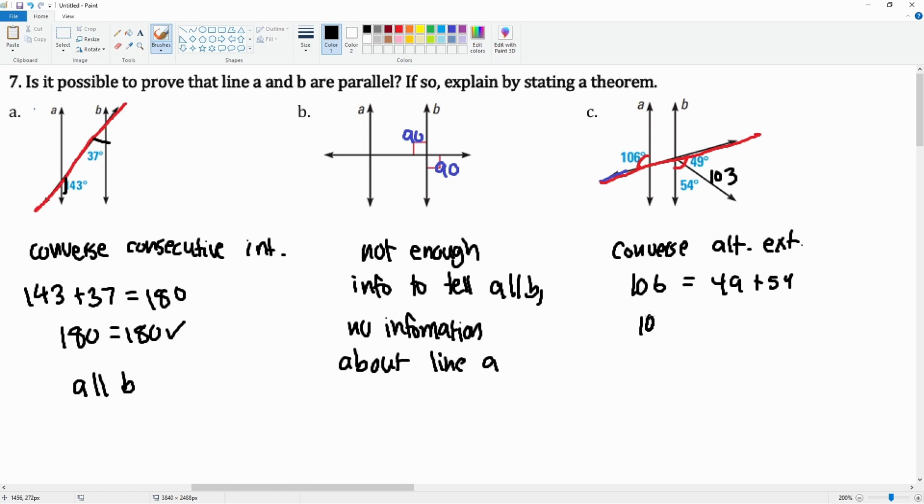So 106, and this is 103, this is not. So we can say this is not true, so A is not parallel to B, because these two have to match, right? 49 plus 54 is not 106, right?